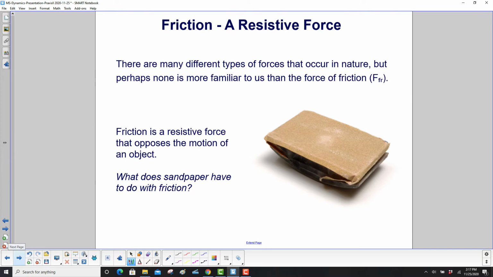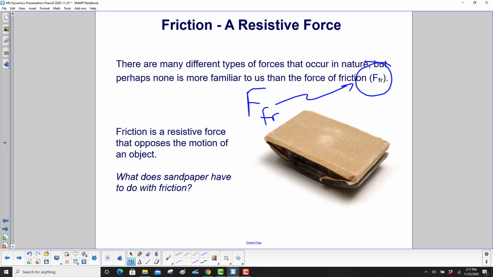Friction. Friction, a resistive force. There are many different types of forces that occur in nature, but perhaps none is more familiar to us than the force of friction, which is written F sub Fr, Fr for friction. Friction is a resistive force that opposes the motion of an object.